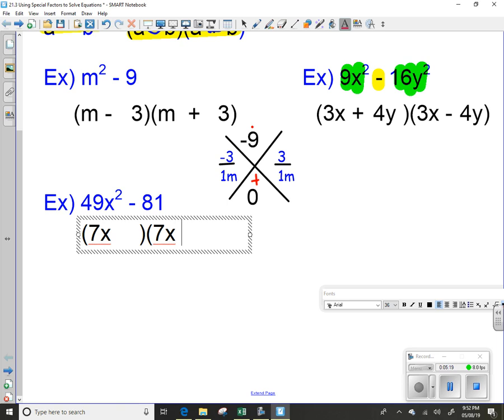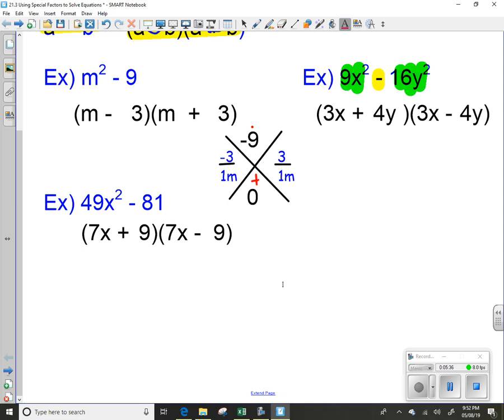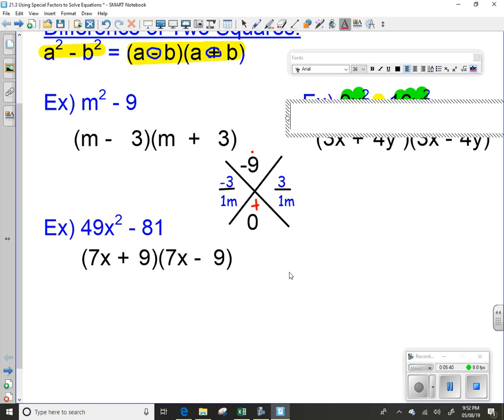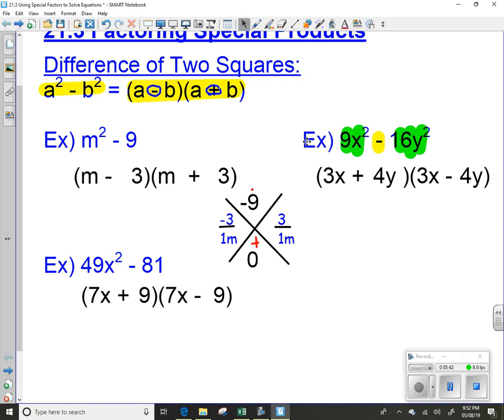Square root of 81. So now I have my square root of 81. Square root of 81 is 9, so I'm going to have my 9. Two nines. And then how am I going to get a negative 81? One of these is going to be a positive, and one's going to be a negative, and there's my answer. So that's all there is to the first special factoring type, and that's called the difference of two squares. Difference of binomials, you could say.